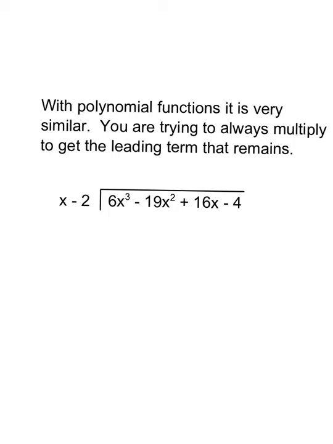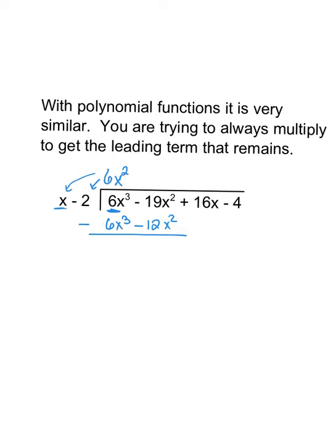So with polynomial functions, it's very similar. You're always trying to multiply to get the leading term that remains. So for the first example here, you're going to look at the first term here and this term here. And you're going to say x times what gives me 6x to the third. Hopefully you pick 6x squared. Now, just like before, when you did simple long division, we're going to multiply. 6x squared times x gives me 6x to the third. 6x squared times negative 2 gives me negative 12x squared.